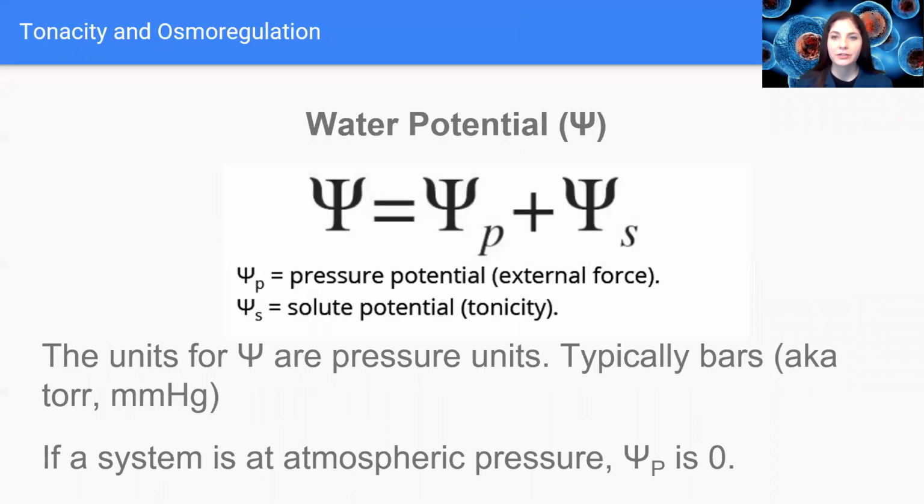So the water potential equation is that water potential, again represented by the Greek letter psi, is equal to the pressure potential plus the solute potential. Solute, again, could be any type of salt or any type of sugar. The units for water potential are pressure units, typically bars, such as torr or millimeters of mercury. If the system is at atmospheric pressure, then the pressure potential is going to be 0.